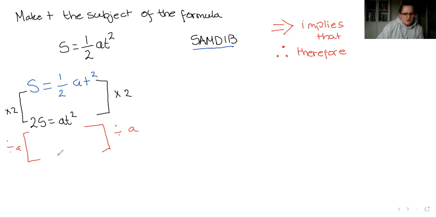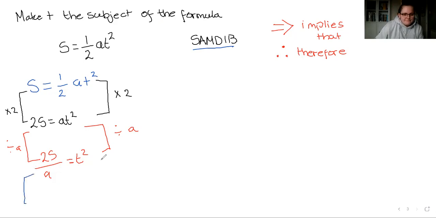So we will have 2s. 2s divided by A is 2s over A equals t squared. That now leaves us with our indices to deal with, our power. So we are going to do the inverse operation of to the power of 2, the inverse operation of squaring. So the inverse operation of squaring is the square root.